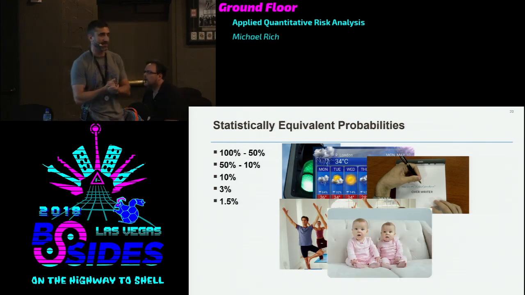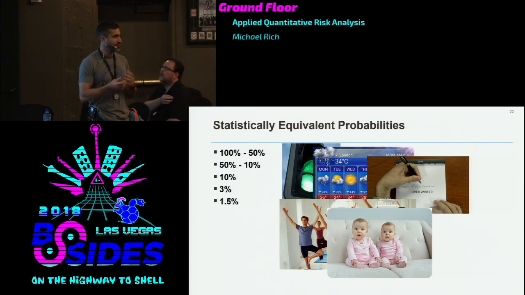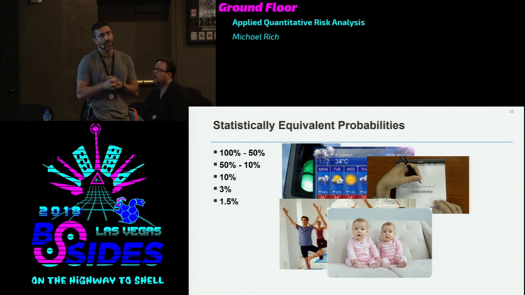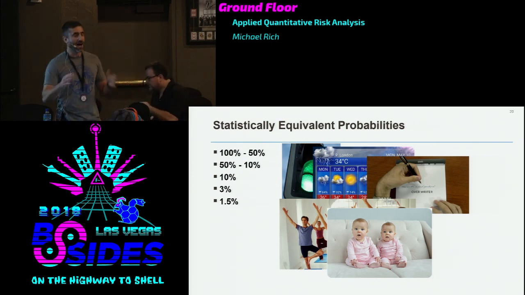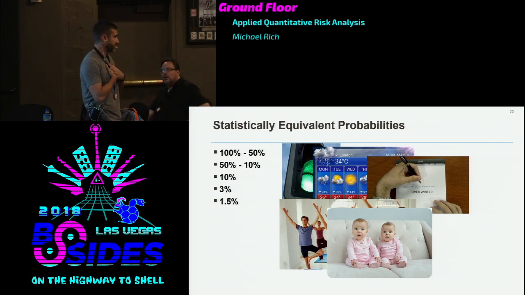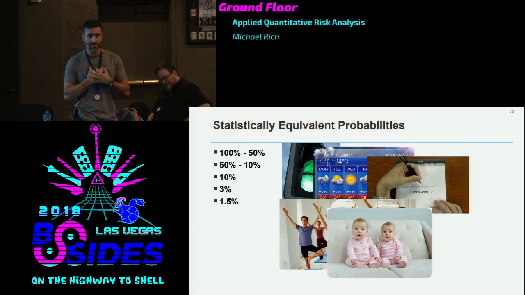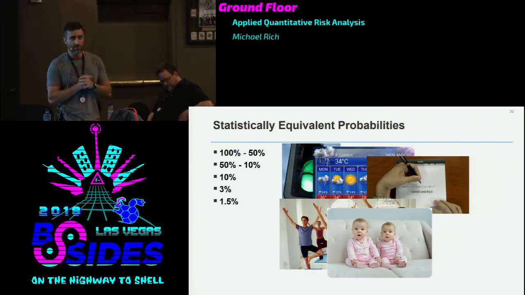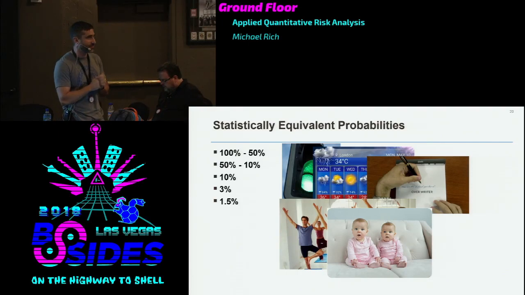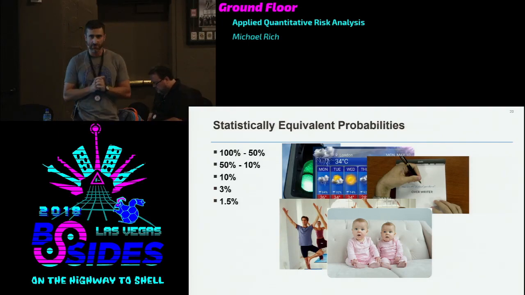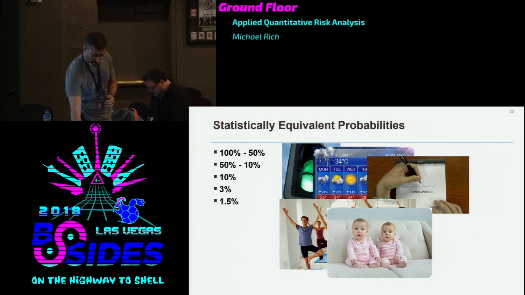1.5% chance of having twins. I don't know anybody who has twins personally, but I know a lot of companies that have been breached. So if someone tells you that the chance of a breach is under 1.5%, you might want to be skeptical, because there are so many companies that are breached.